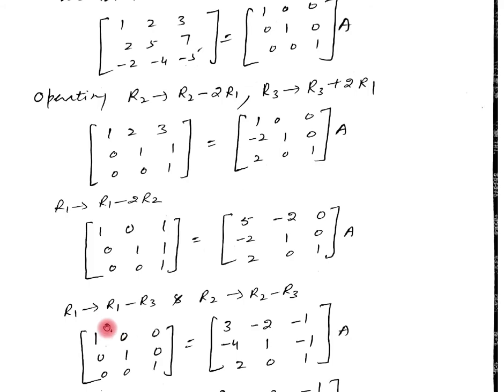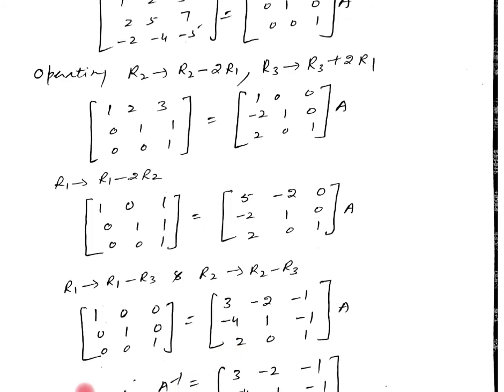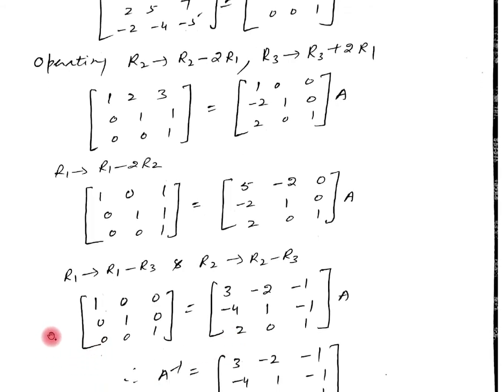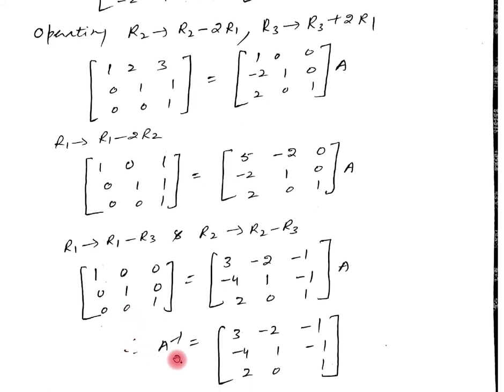Then it becomes first row R1 minus R3, 1 minus 0, 1, 0 minus 0, 0, 1 minus 1, 0. Then operating R2 to R2 minus R3, 0 minus 0, 0, 1 minus 0, 1, 1 minus 1, 0. And third row will remain as it is. Similarly applying the same operation on the right hand side. Again our aim is to make the matrix on the left hand side equal to I. So now again the product of two matrices is equal to I. This implies A inverse equal to the matrix on the right hand side.